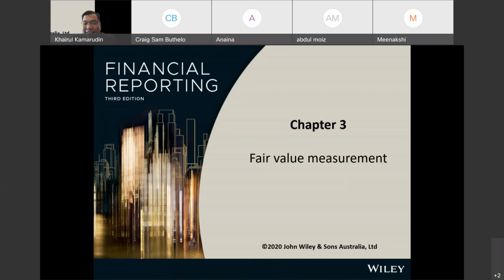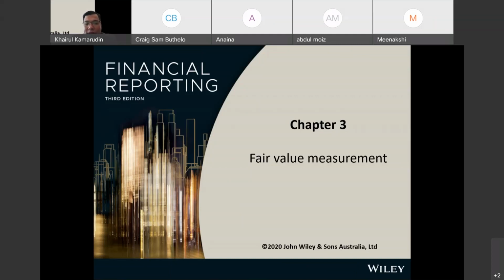I'm going to discuss a new topic, that is fair value measurement. I'm using a PowerPoint slide from Loftus textbook. As we know, fair value measurement is really the key concept in International Financial Reporting Standards. For certain countries who adopted IFRS, we have to move from the old measurement regime of valuing the assets and liabilities to fair value measurements.